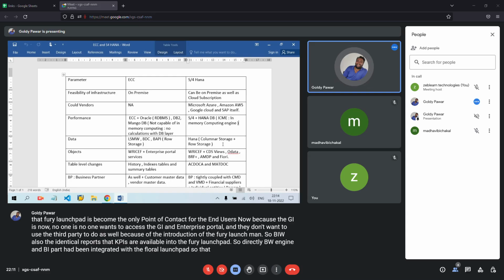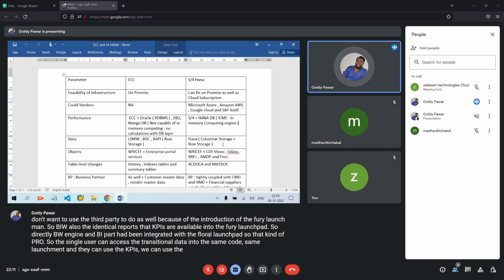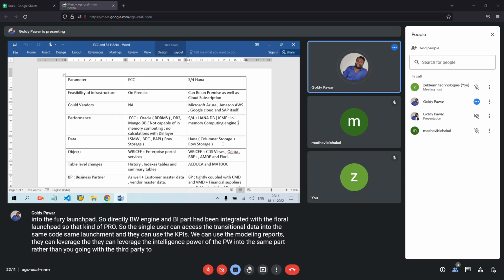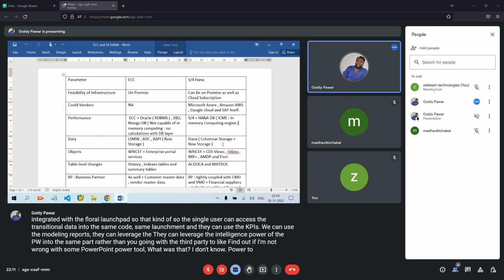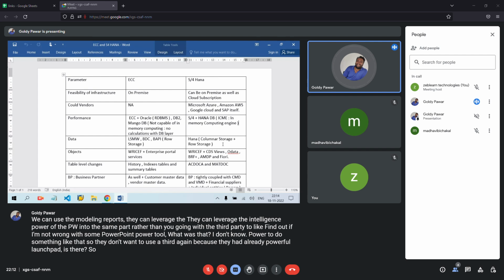So the single user can access the transactional data in the same launchpad, and they can use the KPIs, they can use the modeling reports, they can leverage the intelligence power of the BW in the same place, rather than going with a third party tool, like, if I'm not wrong, some power tool. What was that? I don't know. Power tool, something like that. They don't want to use the third party tool because they already have a powerful launchpad. So everything gets integrated into that.